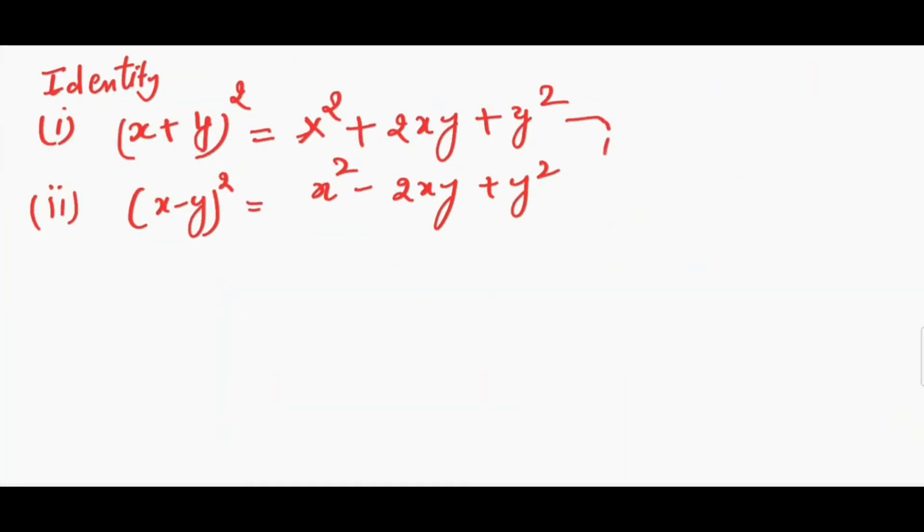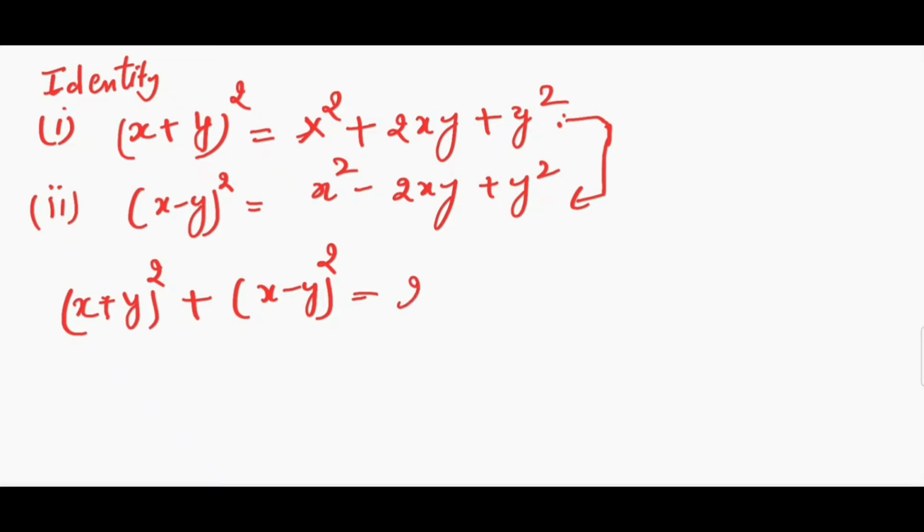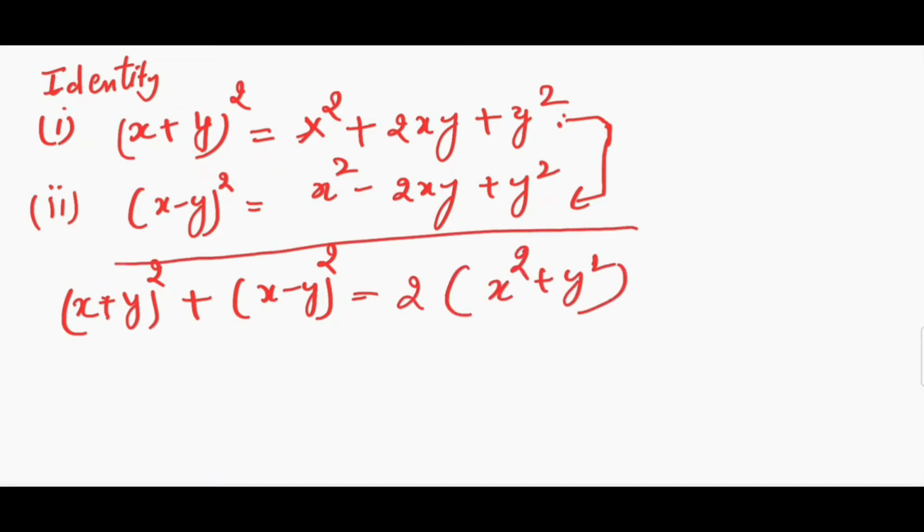If we add the first two identities, (x + y)^2 + (x - y)^2, then 2xy and -2xy will get cancelled. We'll get 2(x^2 + y^2). Remember this formula also.